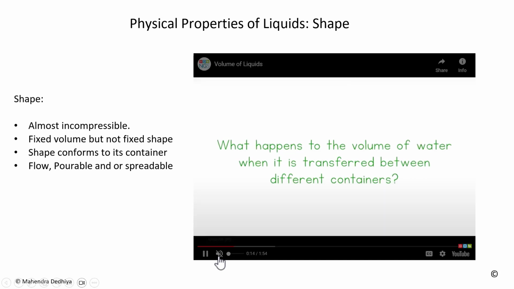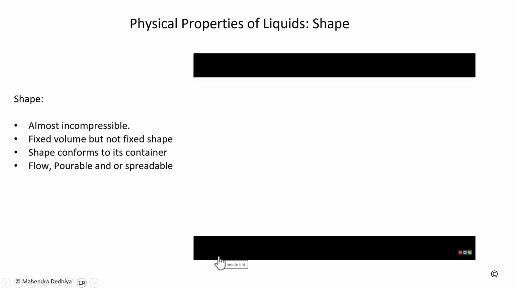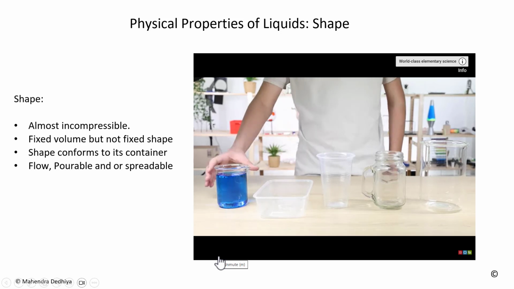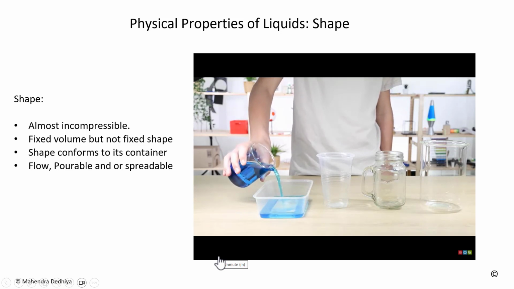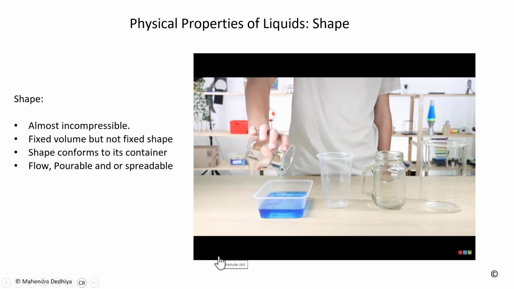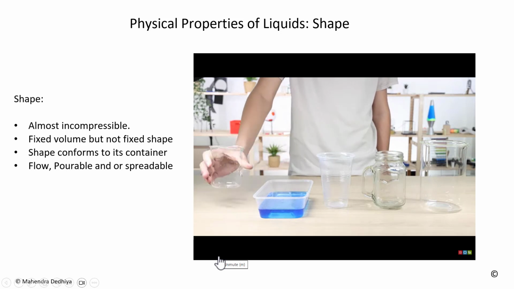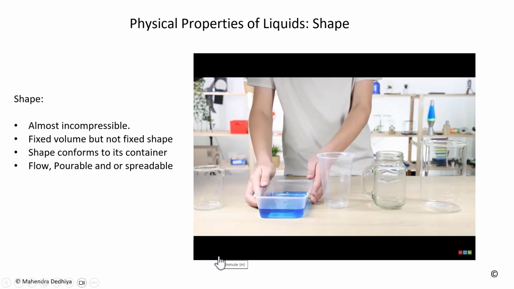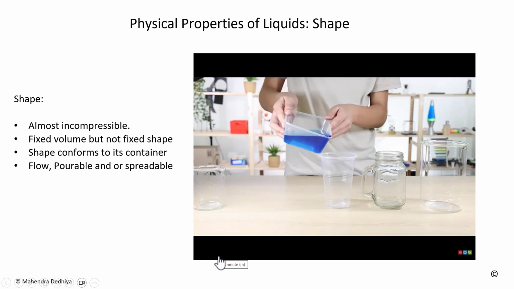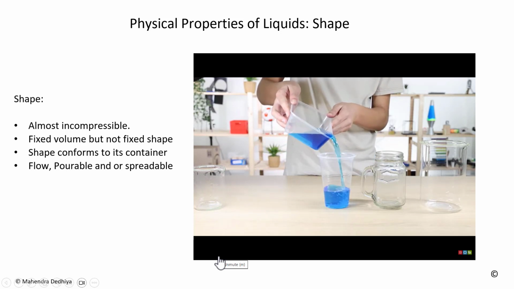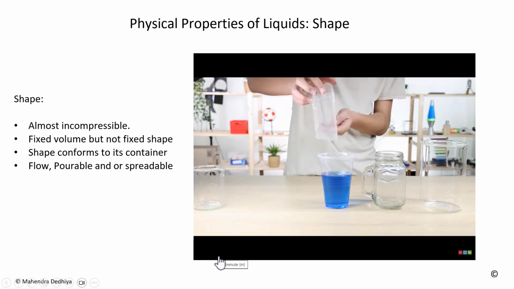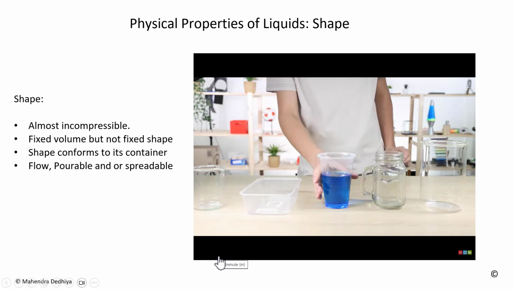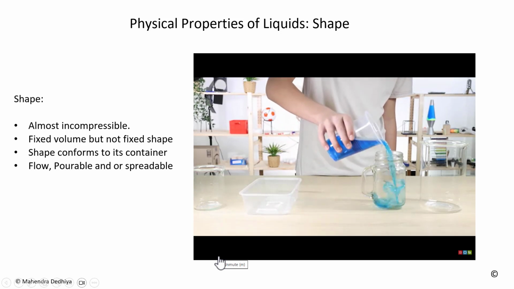So what happens to the volume of water when it's transferred between different containers? Here we have water with a dye, so it's easier to see, and it's poured from a beaker into a plastic container. The entire volume is dispersed, and you can see it's taking the shape of that container. We take that same volume of water and transfer it into a different shaped container, and again the liquid will take the shape of that container. We can continue that process a couple more times to see it.